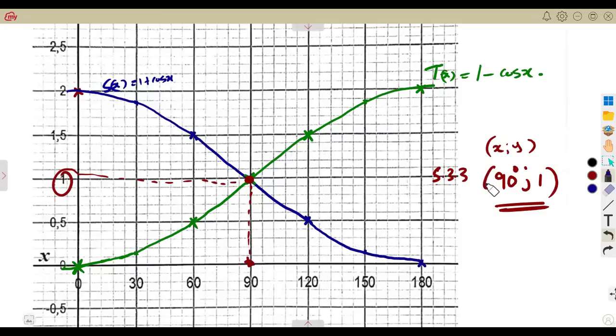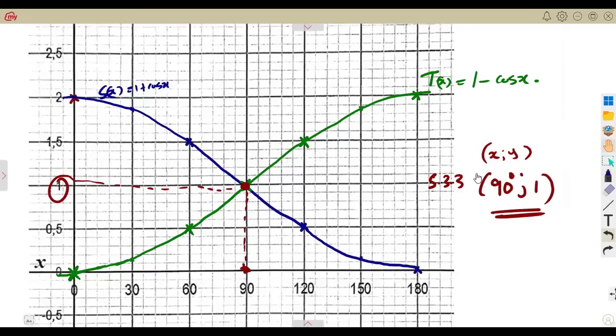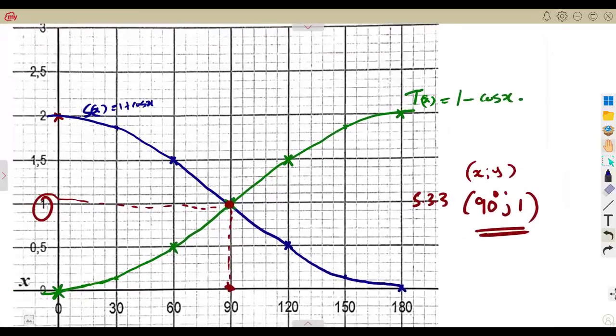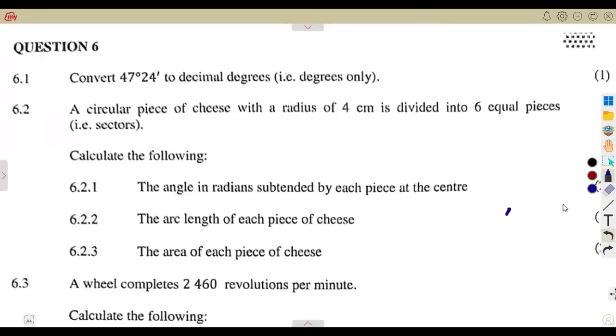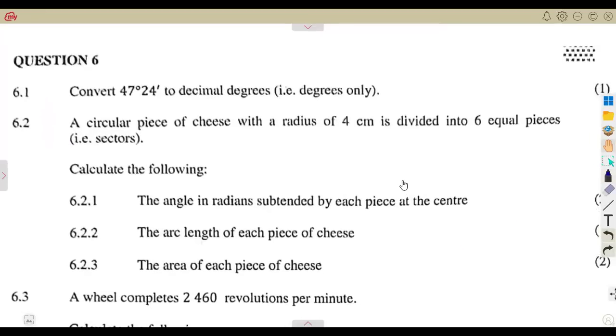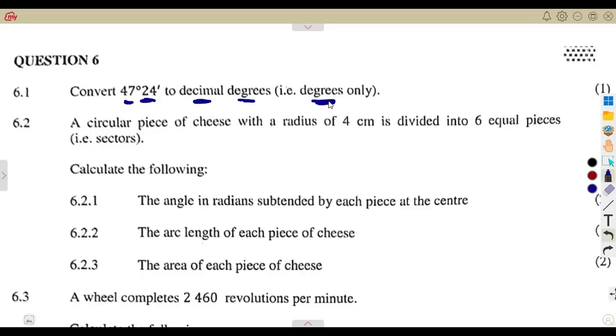All right, let's consider another part. Let's see what we are having on the other hand. So on the other hand, we are given question 6, which is convert 47 degrees 24 minutes to decimal degrees. They just want the answer in decimal degrees, that is degrees only.